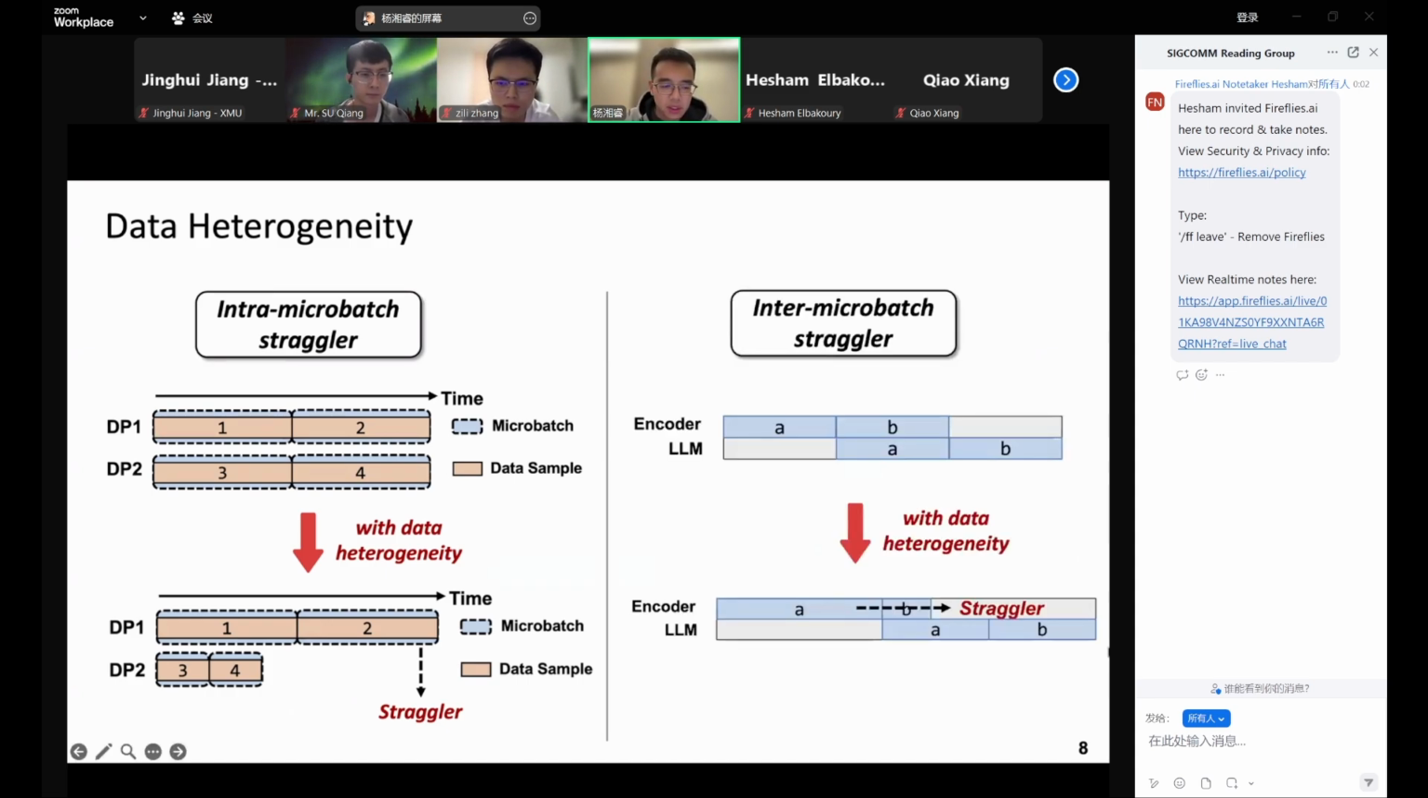Second, on the right, this issue extends to pipeline parallelism, creating the micro batch struggler. In the ideal case, each micro batch has the same computation load. However, with data heterogeneity, micro batch A might be image heavy. Such a heavy micro batch becomes a struggler and prolongs the pipeline warm-up time.